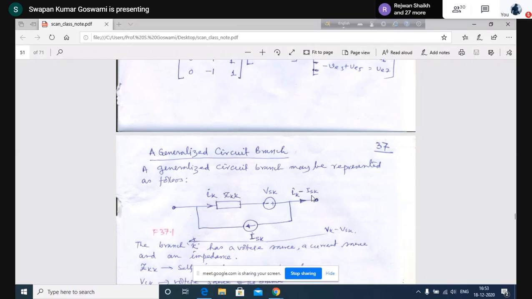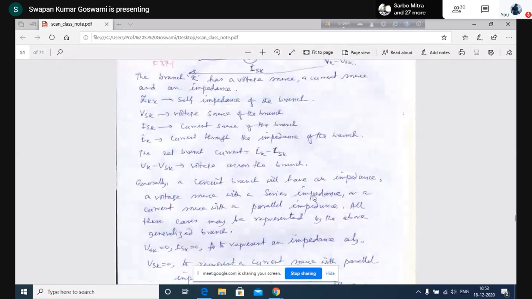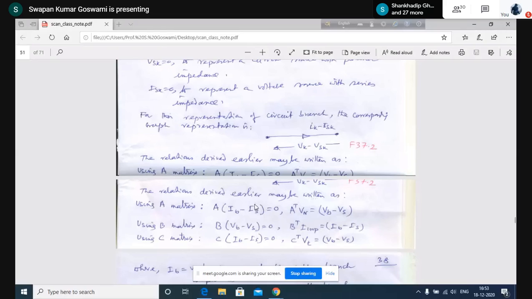And IS is representing the source current vector. What is the source current through element 1? What is the source current at element 2? What is the source current at element 3? All these are represented in IS. So we can say that this equation, A times IB minus IS equal to 0.